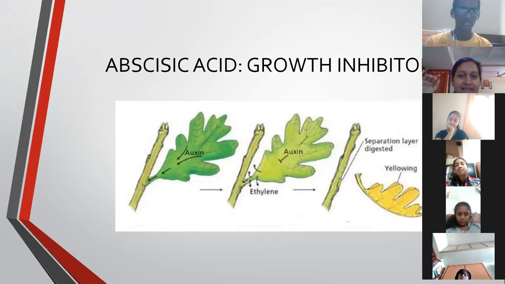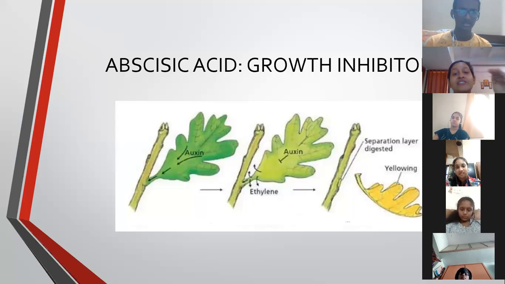Yes, ma'am. So abscisic acid inhibits growth, but it is good in its own way. Otherwise, all the trees will turn into Bahubalis and they will fall down. In the same way, like human growth is stopped after a certain period of time, plant growth also needs to be stopped after a certain period of time.